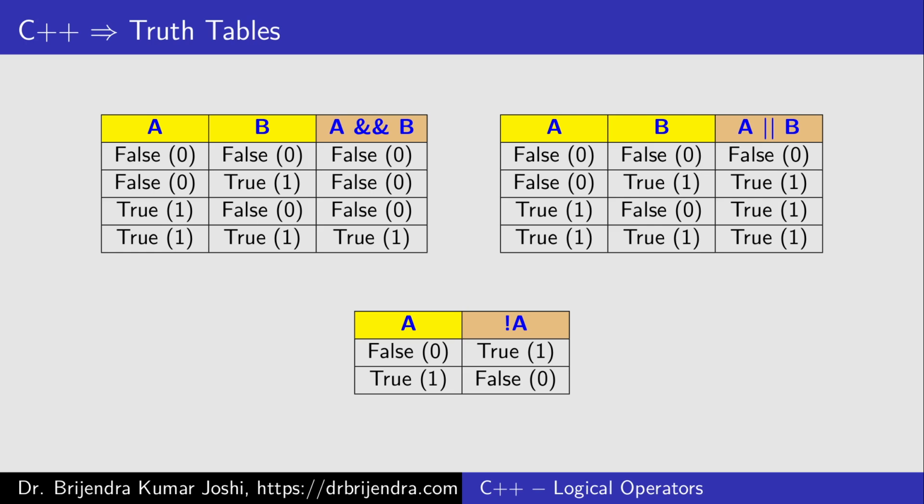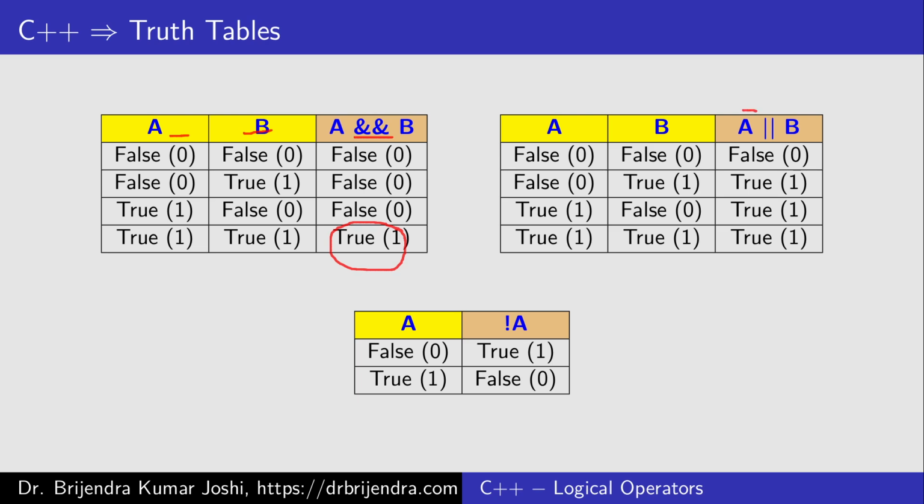Now we observe here for logical AND, if A and B both are true, then only A and B is true, that is 1. Now A and B can be either expressions or statements which evaluate to Boolean values, that is either true or false.